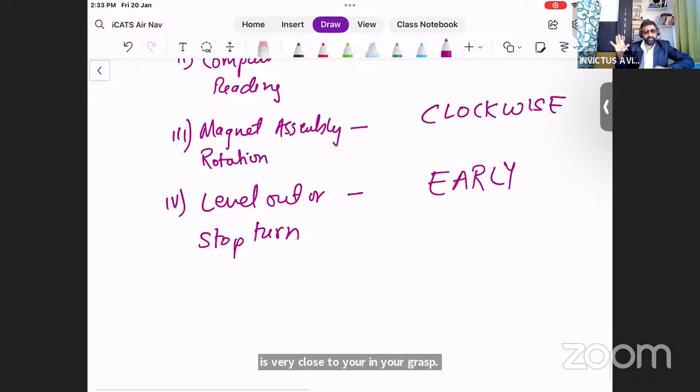So it's okay. You will get there with practice. Level out or stop the turn early only because it's overreading.